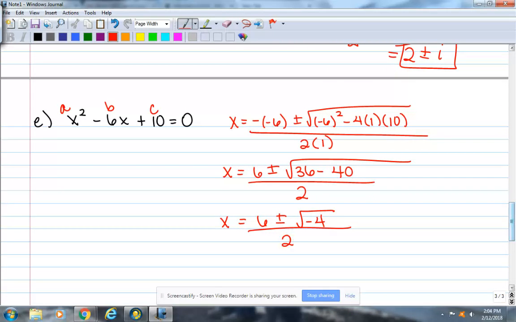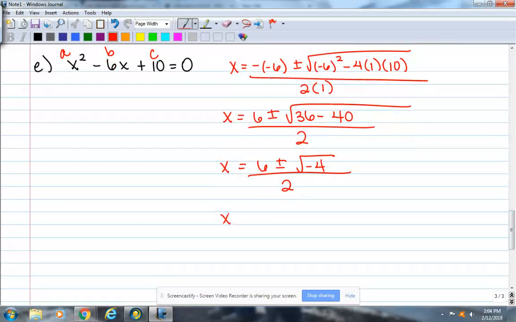totally. So what do we do when we take the square root of a negative? What do we have to use when we take the square root of a negative? Always the i. So the square root of -4 is i radical 4, and the square root of 4 is 2, right? And i times 2 is 2i. Divided by 2.